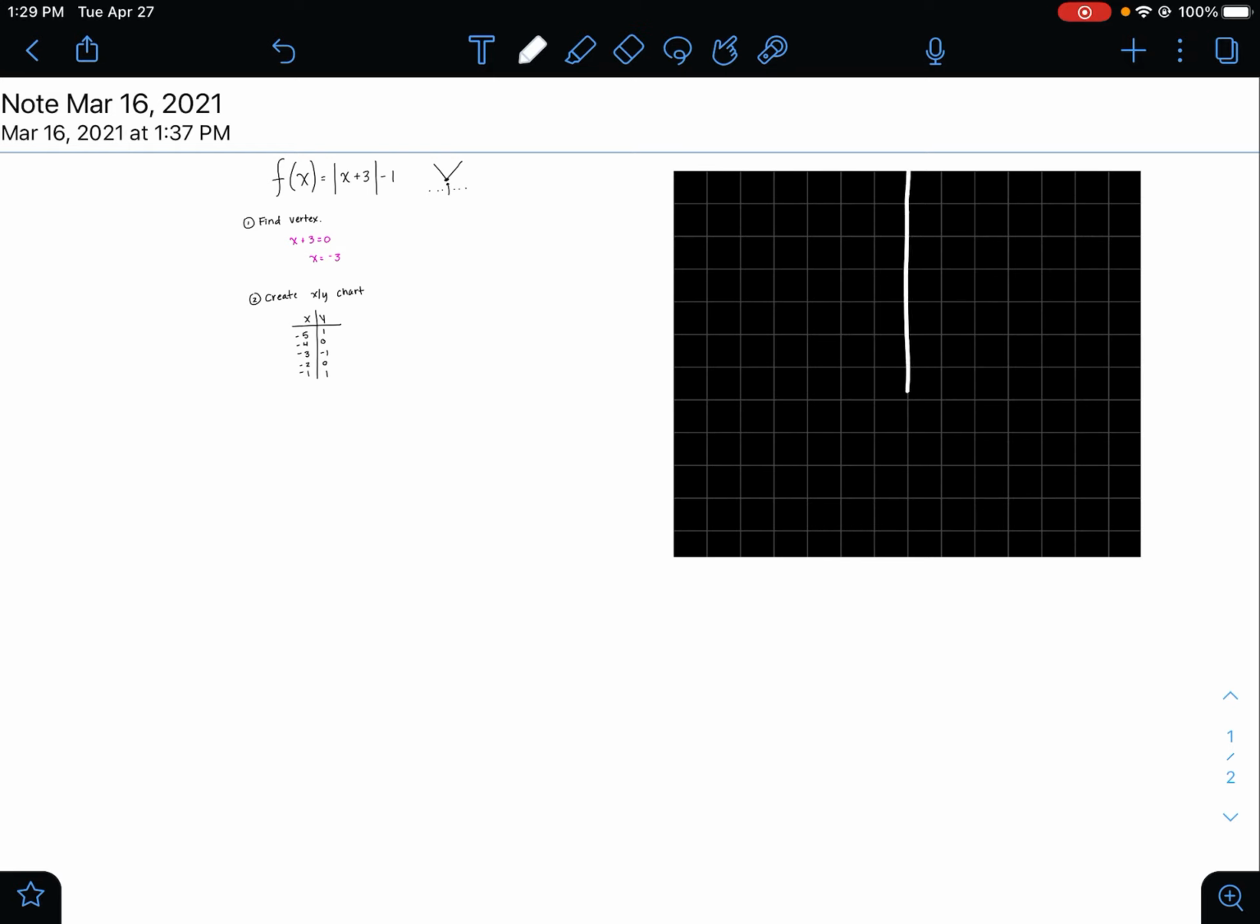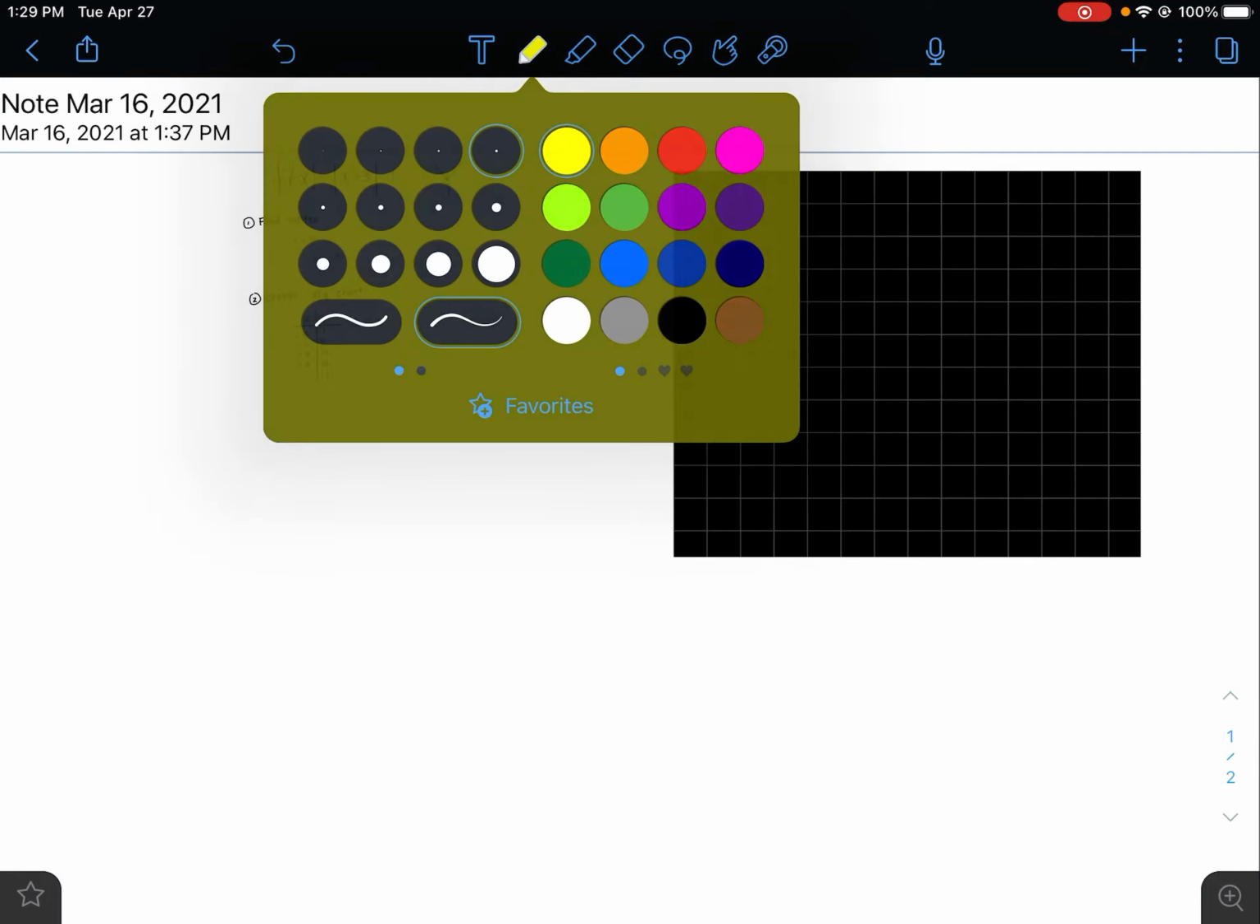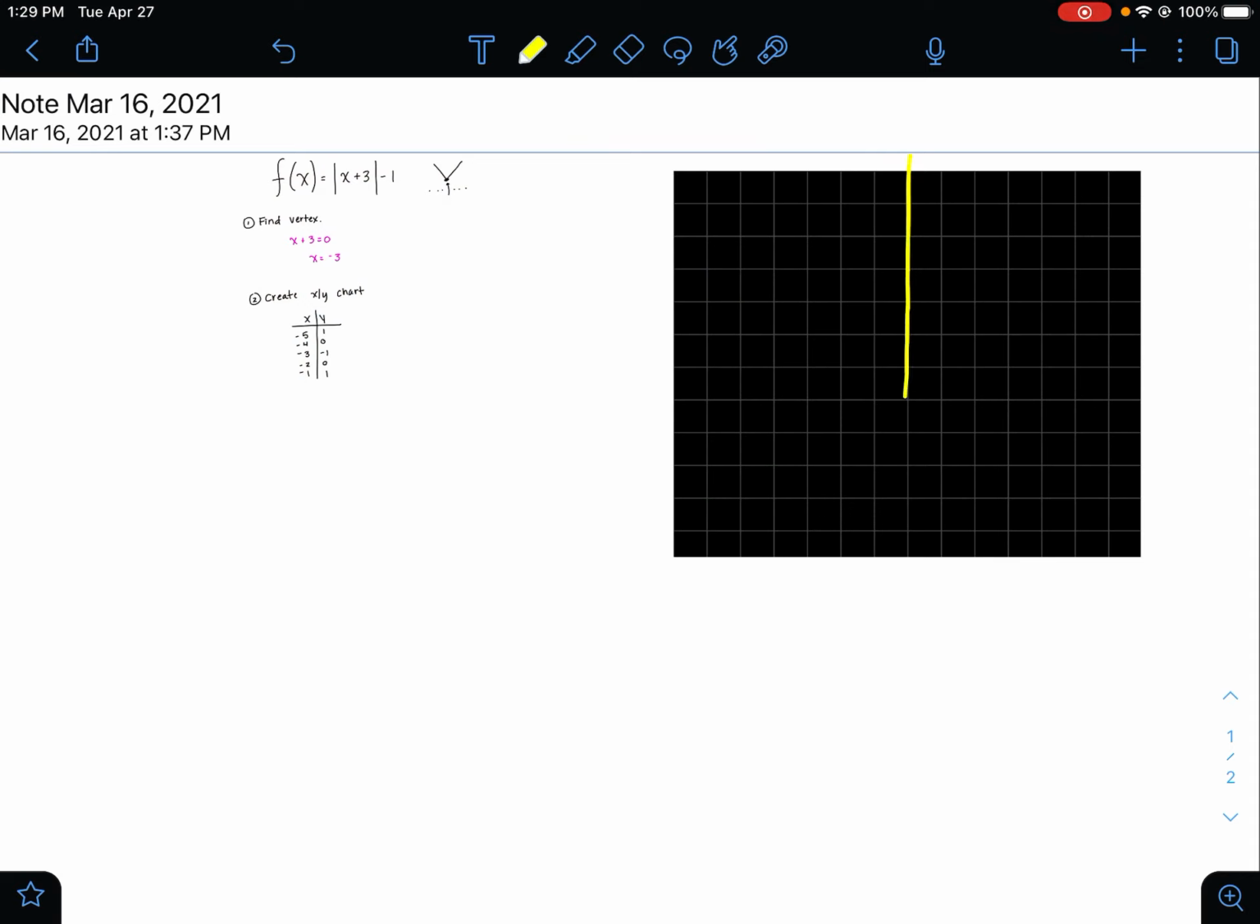axis and then plot our points. Okay, it's not like in a straight line today. Let me get a different color. We'll do yellow. I did the black background so I could use colors I never get to use.